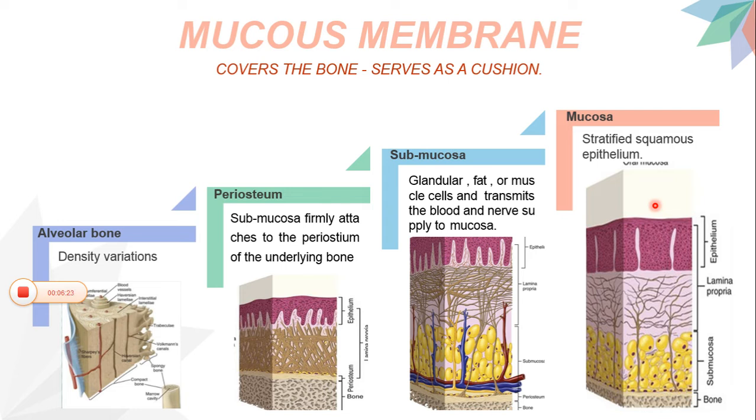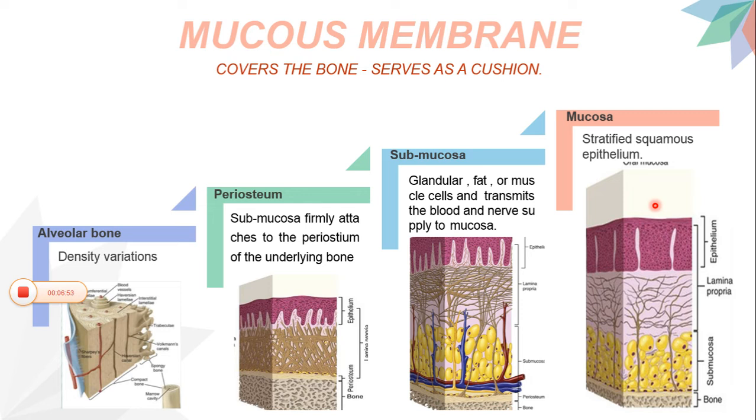If the mucosa is at the location of the masticatory mucosa, then it will be more keratinized. Then submucosa consists of muscle cells which transmit the blood and nerve supply to the mucosa. So any changes that happen because of improper impression techniques affect the submucosa region and alveolar bone region badly.